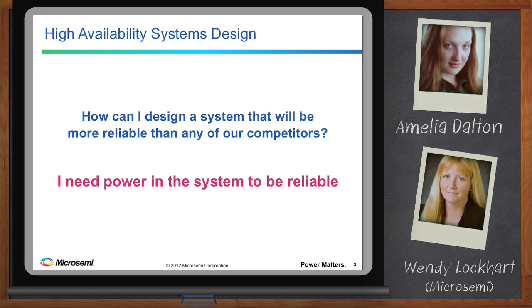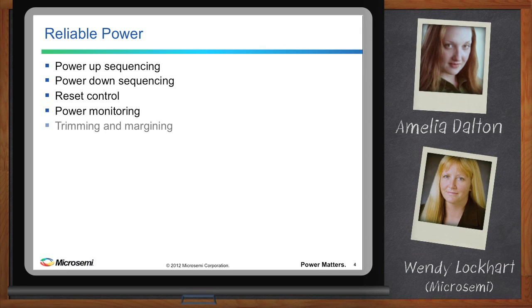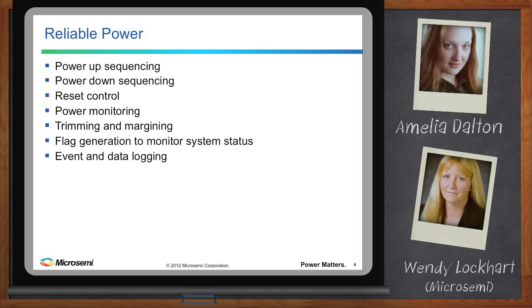That makes total sense. So, what does reliable power mean to one of these designers? Well, reliable power can include lots of things. Power-up sequencing, knowing that all of my devices will sequence correctly based on their individual requirements. Power-down sequencing, so if something happens and one device fails, there can be a controlled or instant shutdown. You have a reset control for different parts of the system. Of course, power monitoring, basically monitoring all of the supplies in the system for good health initially and over time. And then trimming and margining to help maintain a level if it starts to drift, or for test purposes during board development and manufacturing. You also need flag generation to monitor system status, and then event and data logging to track system behavior and operating parameters, along with communications to the outside world, so if values reach a certain threshold, the system can request maintenance.